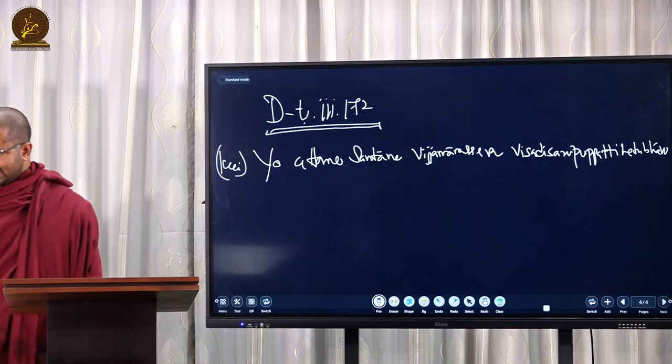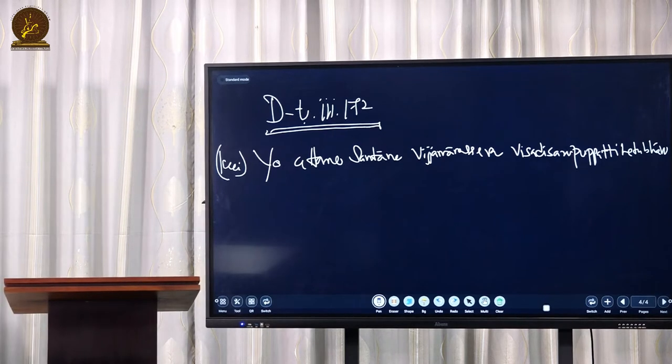Some scholars held the idea that the Rupana is this. Now if you look into this sentence: Yo attano santane vijjamanasseva visadisa rupuppatti hetu bhavo. Visadisa rupuppatti hetu bhavo means the reason for the arising of different rupas. That reason can be found in the vijjamana, in something that is already existing.